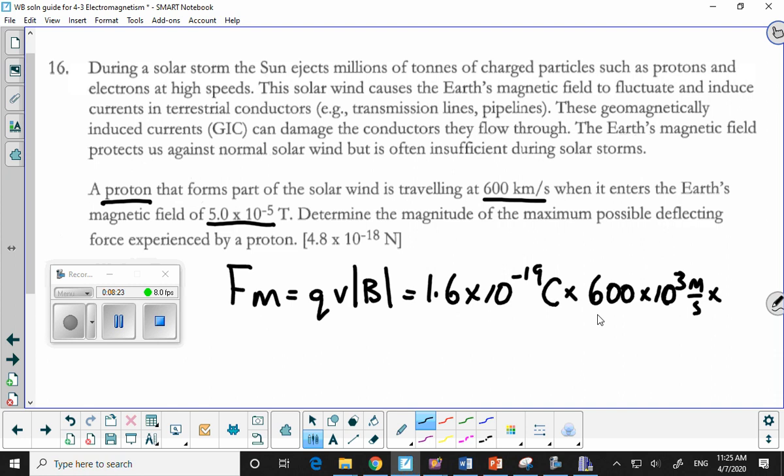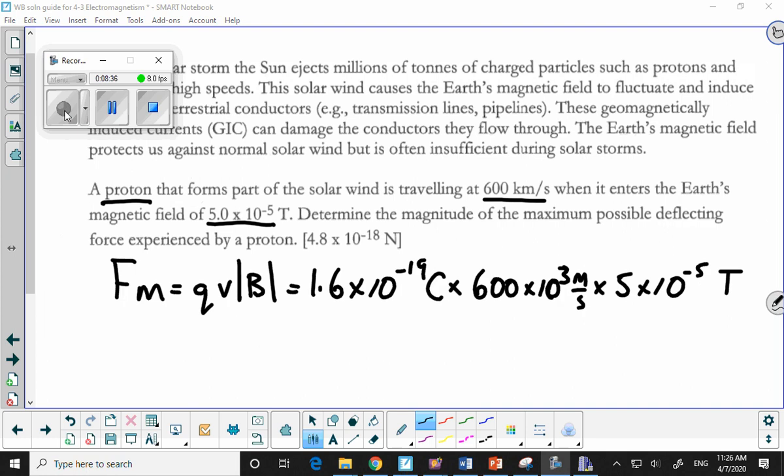Times the 5 times 10 to the minus 5 Tesla. Let me get that a little bit neater for y'all. There, that's a little bit better. Let's pull up the calculator and punch that in.